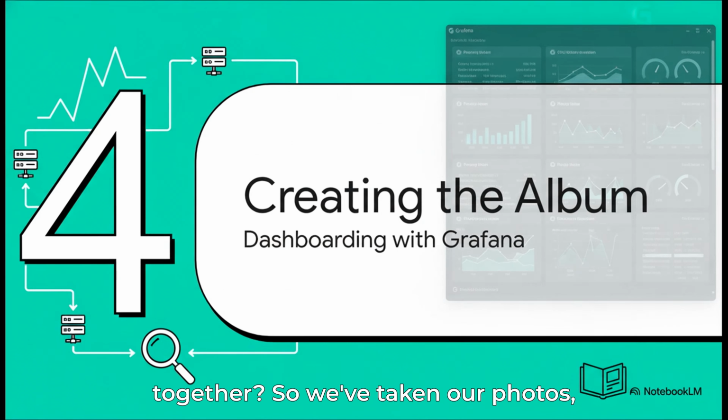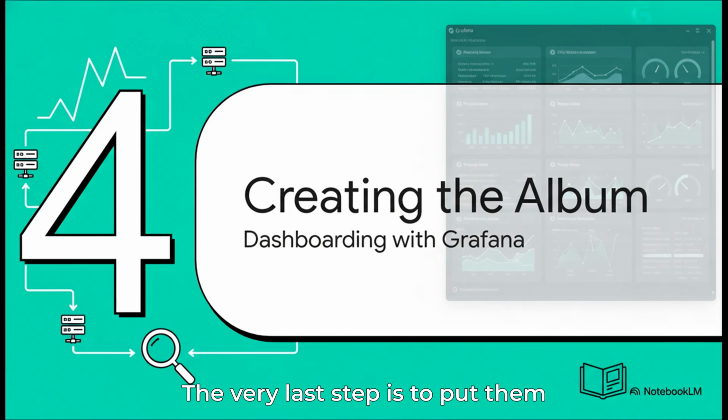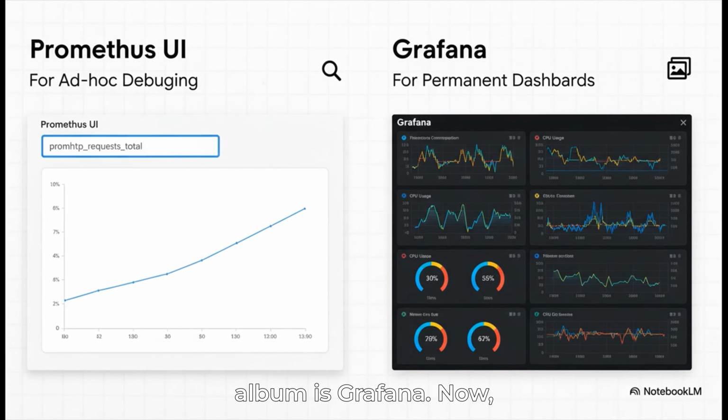So we've taken our photos, we've developed them with PromQL. The very last step is to put them all into a beautiful photo album that we can share. And for pretty much everyone, that photo album is Grafana. Now, to be clear, Prometheus does have its own basic web interface. It's totally fine for trying out queries and doing a little debugging. But when you want to build those powerful, permanent dashboards that your whole team relies on day to day, yeah, that is Grafana's job. It's the undisputed king of visualization.